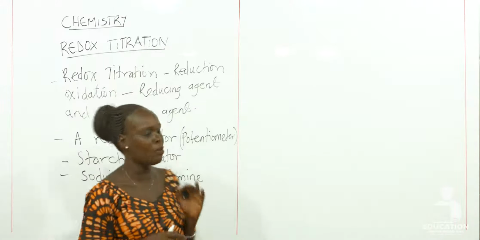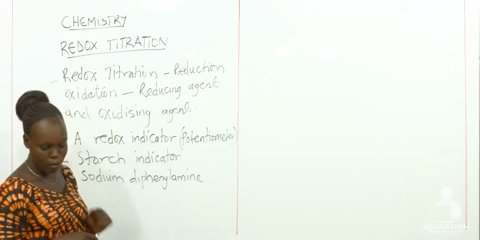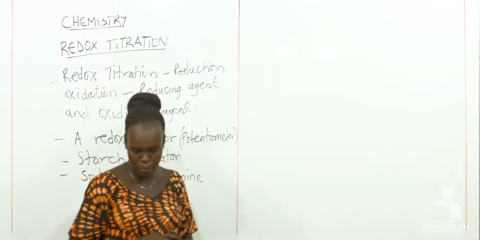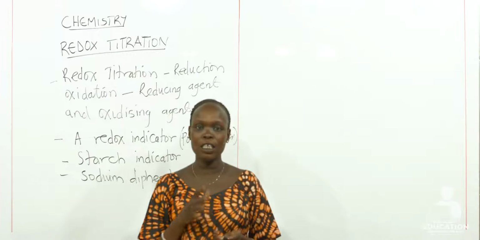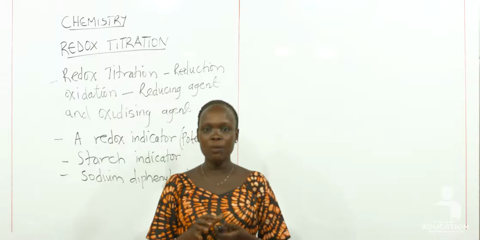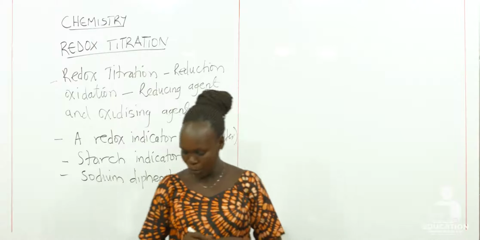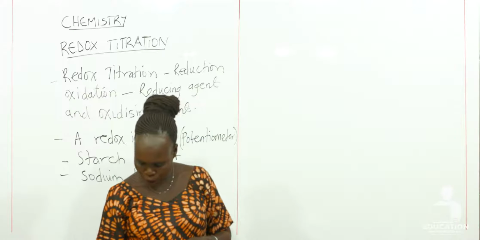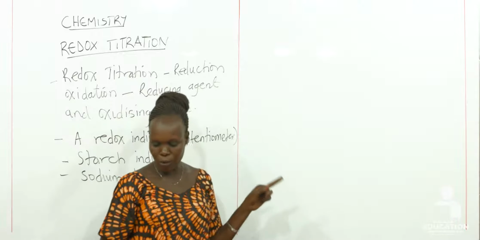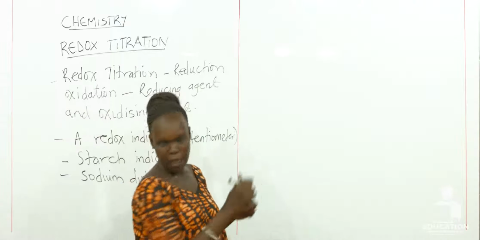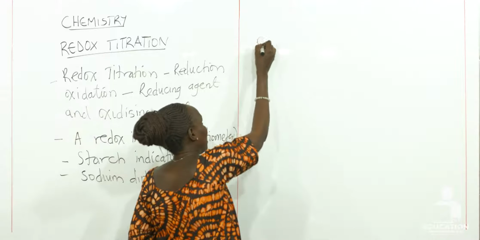In which type of titration are we going to use the potentiometer? The potentiometer is a meter that you put into the content in the conical flask, and then it reads. When it reaches the end point, the reading is stopped, which means you have reached the end point. So we can use a potentiometer to determine the endpoint of the titration when one of the reagents is the oxidizing agent.